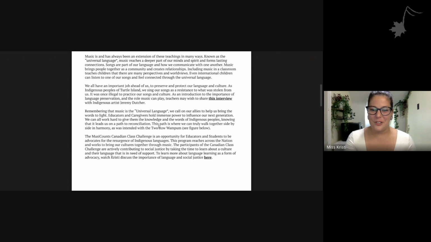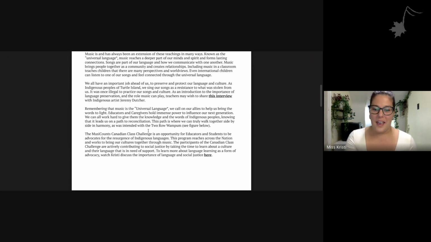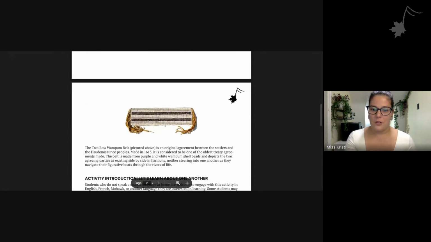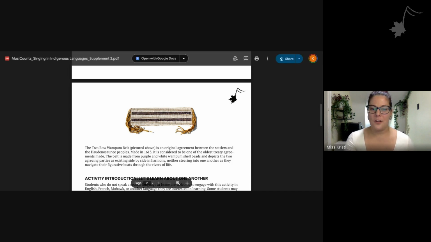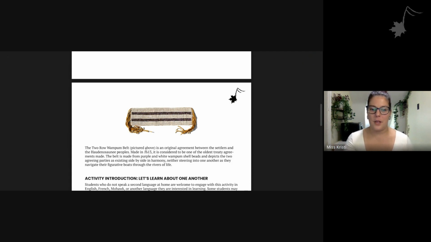I do want to bring your attention to something called the Two Row Wampum. If you're unfamiliar with that, it's actually this belt right here. It's one of our oldest treaty agreements. We didn't have the written word. Our agreements, our contracts were wampum belts, and they depicted an agreement. This particular agreement is between the Haudenosaunee peoples, the Six Nations, and the settlers in 1613. What it depicts is the two of us living side by side in harmony, steering our boats on the river side by side, neither steering into the other and disturbing the other, just living in harmony with one another. That was supposed to be the original agreement.